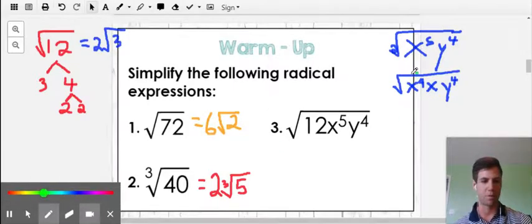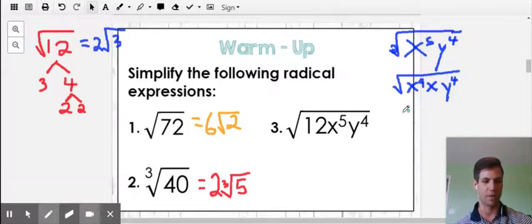Now, to finish this problem off, I'm going to move that x to the fourth to the outside. Its exponent will be divided by 2 when I move it out, and that's going to relate to what we're talking about today. And then I have y to the fourth being divided by 2 for the exponent, and then I have the square root of x being left behind.